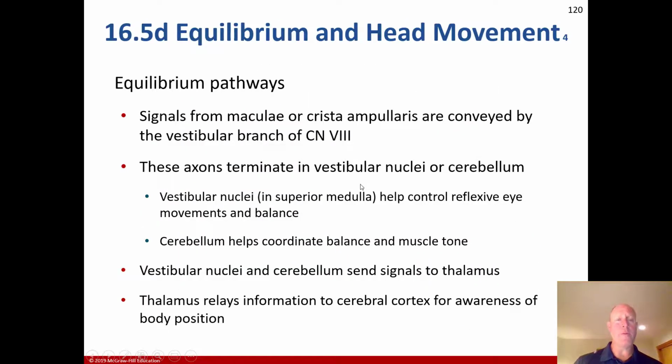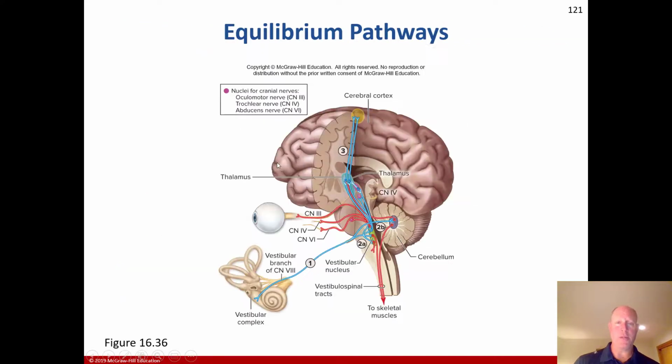For the equilibrium pathways, signals from the maculae or the crista ampullaris are conveyed by the vestibular branch of CN8. These axons terminate in the vestibular nuclei and cerebellum. And then the vestibular nuclei in the superior medulla help control reflexive eye movements and balance. And the cerebellum helps coordinate balance and muscle tone. And the vestibular nuclei and cerebellum send signals to the thalamus, and the thalamus relays the information to the cerebral cortex for awareness of head position.